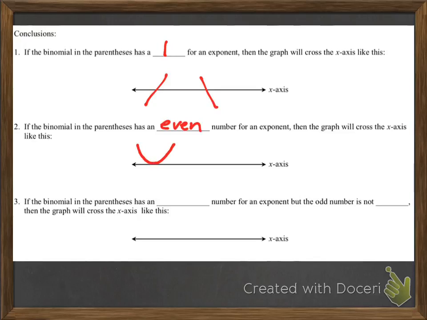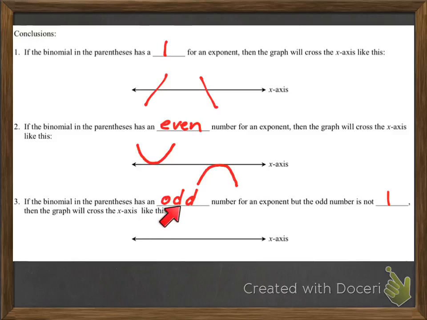So it either comes from above and touches the x-axis at one point, or it might come from below and touch the x-axis at one point. But it's going to be tangent to the x-axis. It does not actually go through it. If the binomial in the parentheses has an odd number for an exponent, but the odd number is not 1, because when it is 1, it does something different.